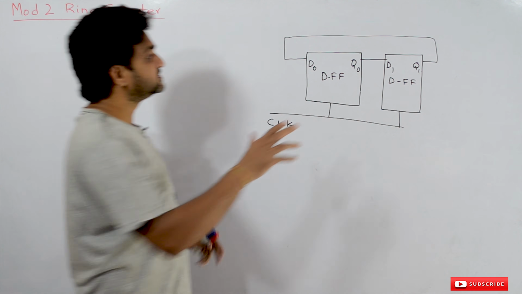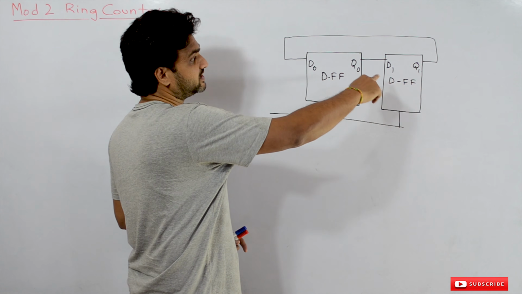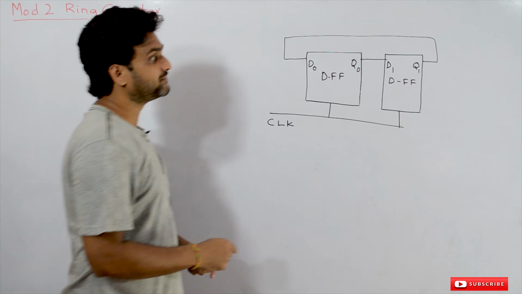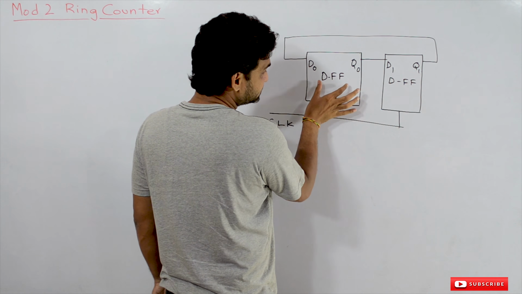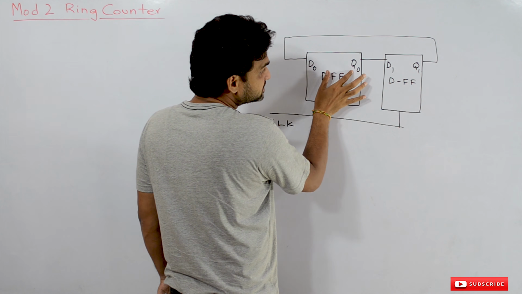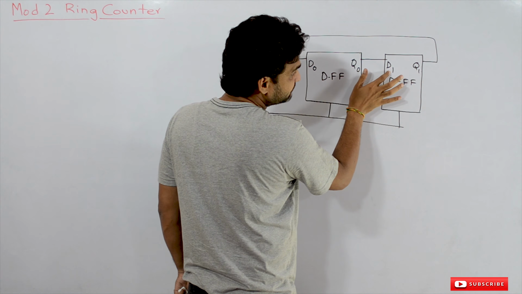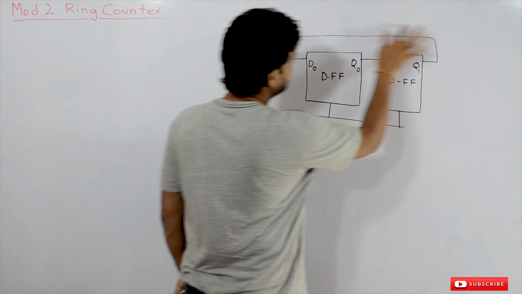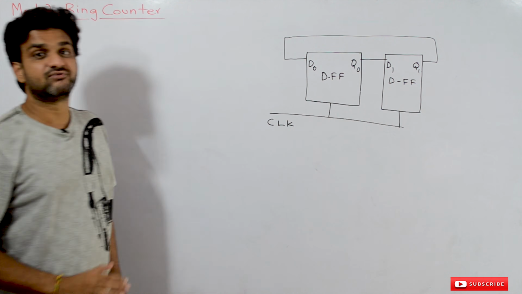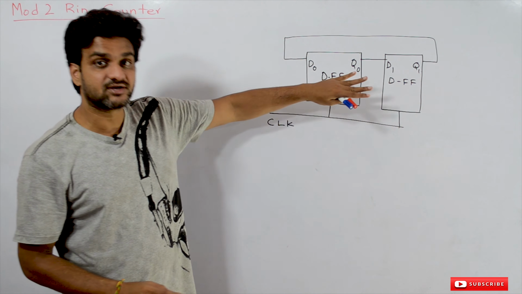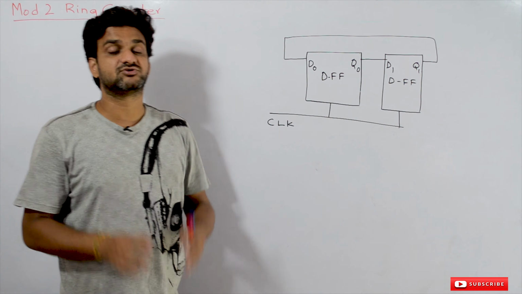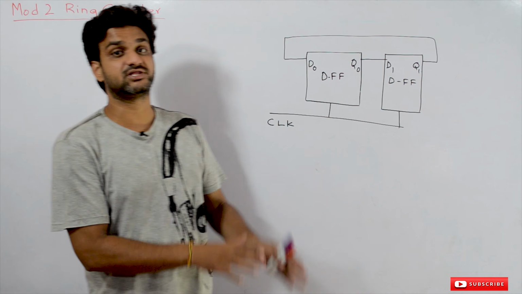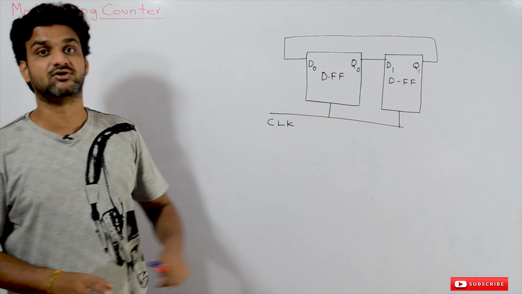Right now, this is the structure of the ring counter which is using a D flip-flop, and the output of D naught flip-flop is provided as the input to this flip-flop, and the output of this flip-flop is provided as the input to this flip-flop, and this is what we call a ring counter. The explanation about synchronous and asynchronous counters has already been made in our previous video. There we have explained what is meant by ring counter.